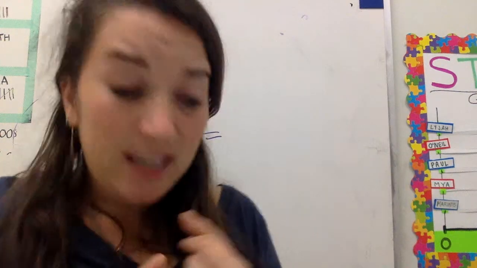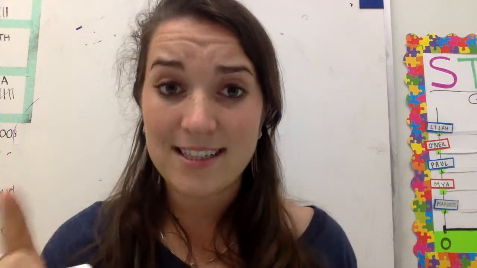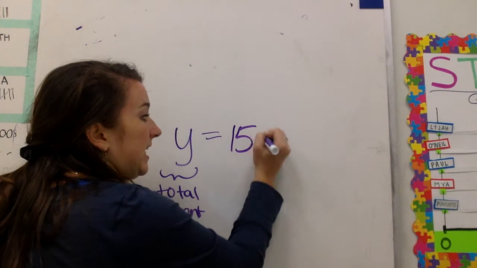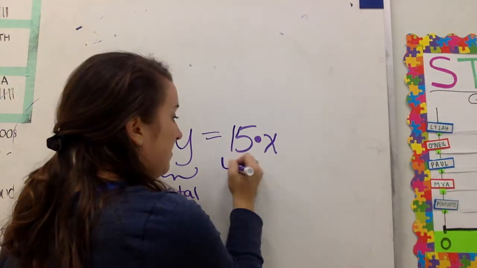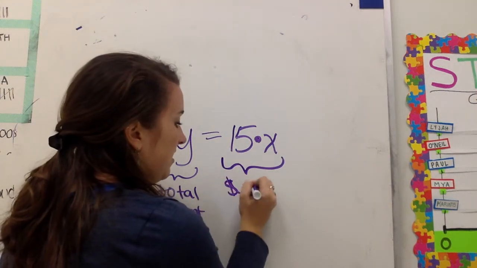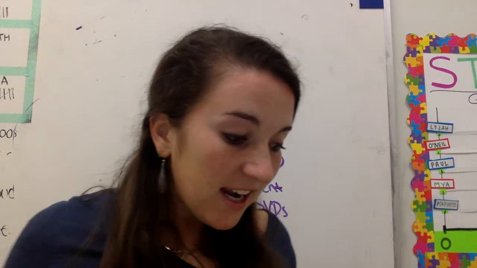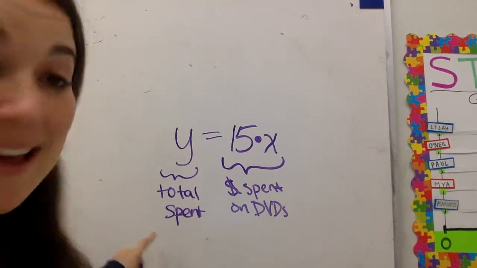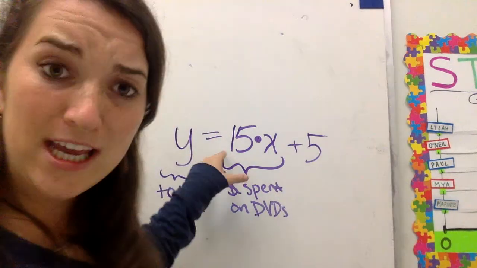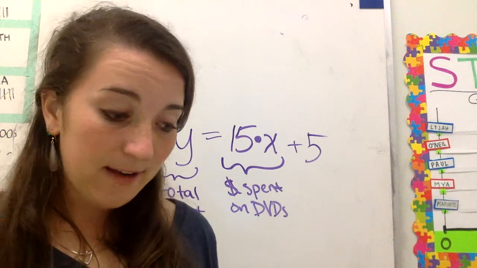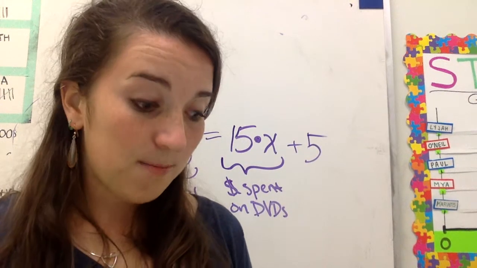So first he spent money on DVDs. Each DVD cost $15, but he bought X DVDs. He didn't just buy one, he bought X DVDs. So it would be 15 times the number of DVDs he bought. $15 per DVD times the number of DVDs he bought. So this is money spent on DVDs. But then he also bought a pair of headphones, which was $5. So in order to find the total spent, I need to add that $5 to the 15x. And then we have Y equals 15x plus 5. So write this equation. Remember, it's an equation because it has an equal sign, under number 1.